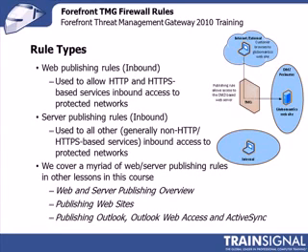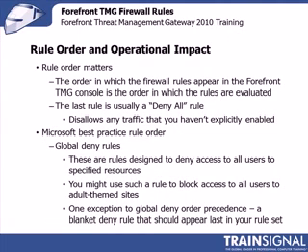There are also what are called server publishing rules, which are used for all other generally non-HTTP or HTTPS-based services, inbound access to protected networks. We're going to cover a myriad of web and server publishing rules and other lessons in this course, including the web and server publishing overview lesson, the publishing websites lesson, and the publishing Outlook, Outlook Web Access, and ActiveSync lessons in this course. When it comes to the order of the rules that you see in Threat Management Gateway, rule order matters.